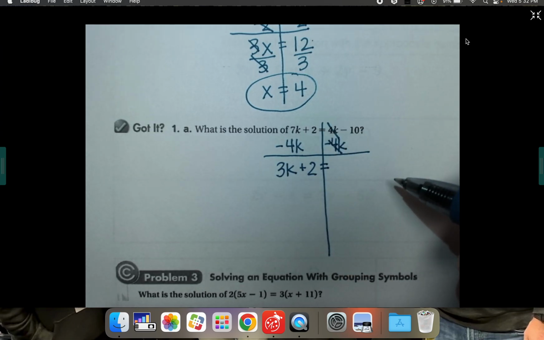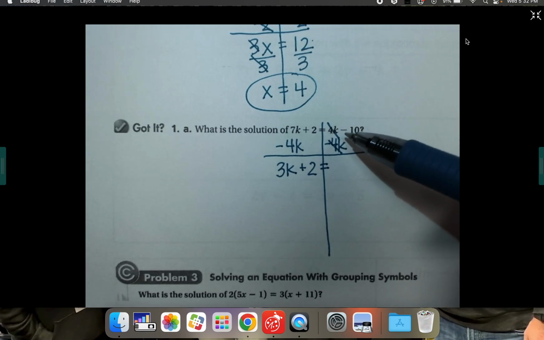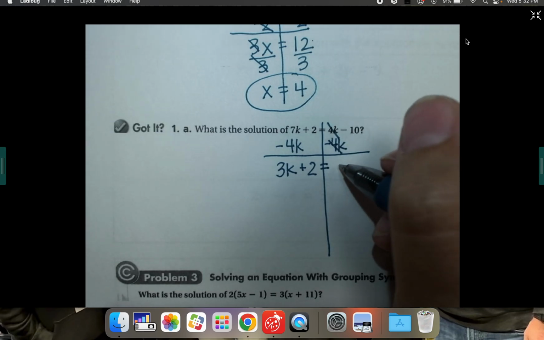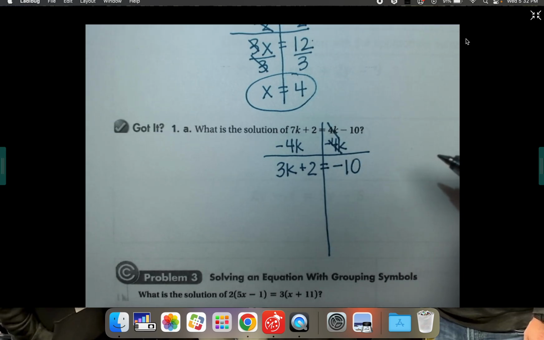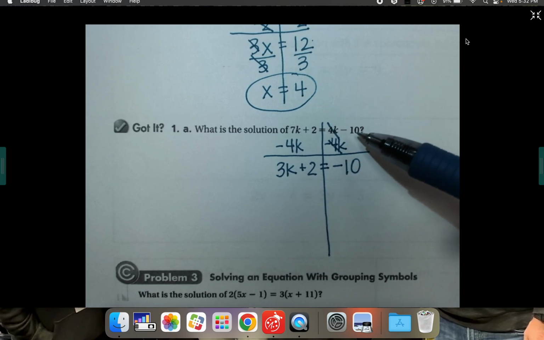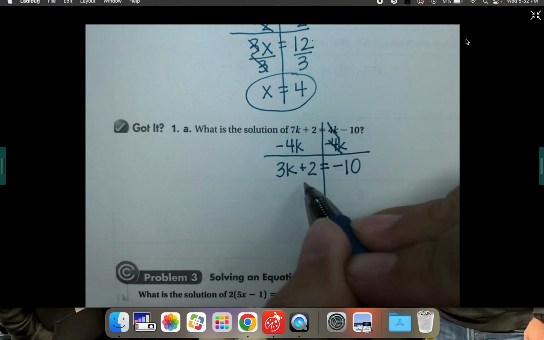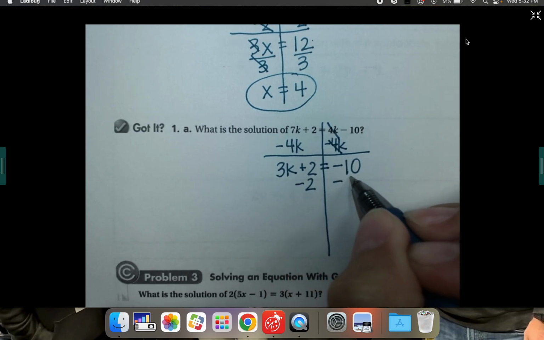that is a -10. Please be sure to know that the symbol in front of it, even though you probably read it as a minus, that is a negative, which is the same thing as a minus. It just happens to go with its term. So if you brought down a 10, you probably did it wrong. Now we would go ahead and subtract 2 from both sides.